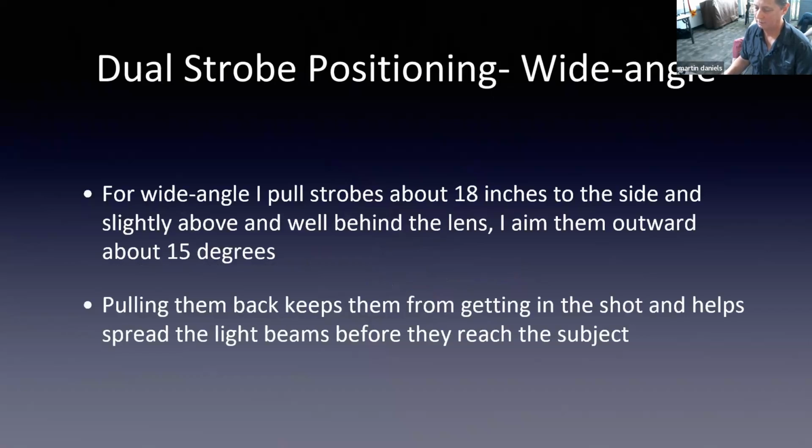So for wide angle, typically I'm pulling my strobes about 18 inches off to the left and right sides, and slightly above, well behind the lens. Again, I'm shooting with fisheye lenses, and I aim them outward a bit, 10 to 15 degrees outward. Pulling them back helps keep them from getting in the shot, and also helps spread the light beam, that cone of light, before it reaches the subject.